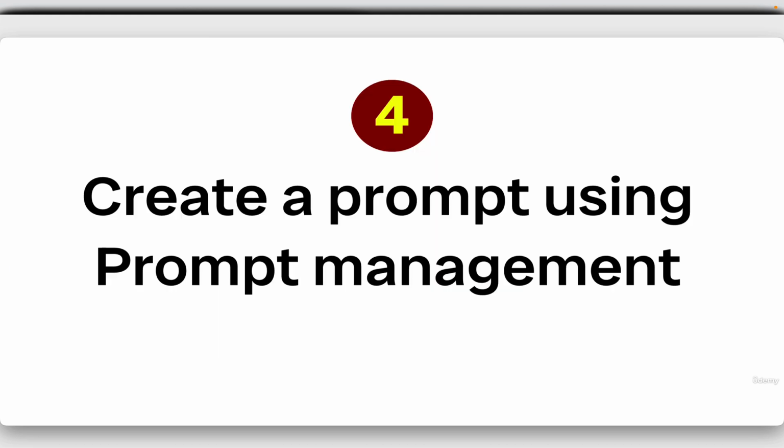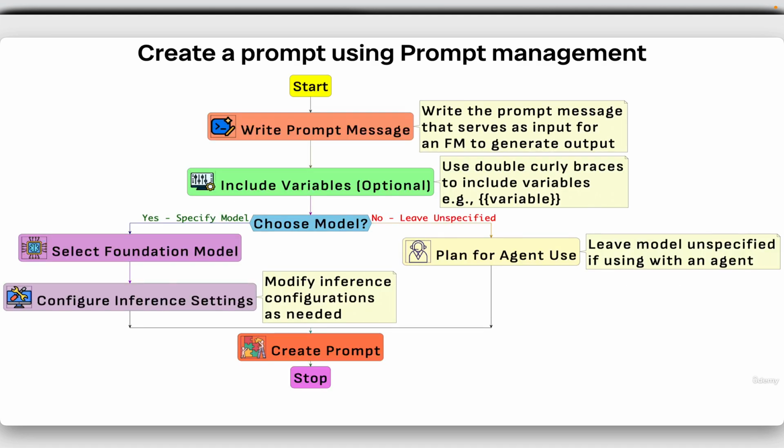So next topic is create a prompt using prompt management. So this is how you create a prompt. So you write the prompt message that serves as input for a foundational model to generate an output. Then, this one is variables, which is optional. You use double curly braces syntax to include variables in the prompt message that can be filled in when you call the prompt. And lastly, you choose a model with which to invoke the prompt. Or if you plan to use the prompt with an agent, you can leave it unspecified. If you choose a model, you can also modify the inference configurations to use.